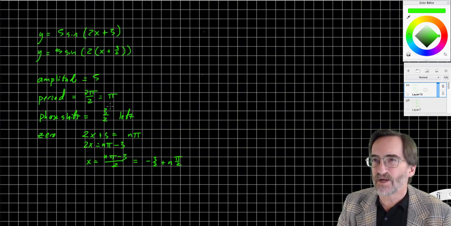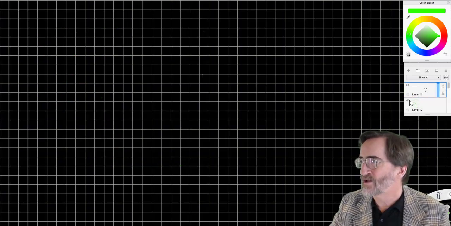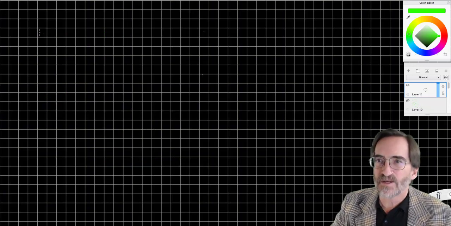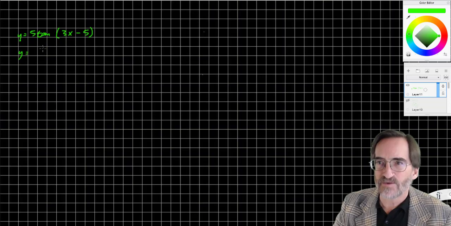Let's try it now for another trig function. How about tangent? Okay, so let's say y equals 5 tan 3x minus 5. Let's do that. And remember, again, I prefer to think of factoring the 3 out: 5 tan 3 times x minus 5/3.